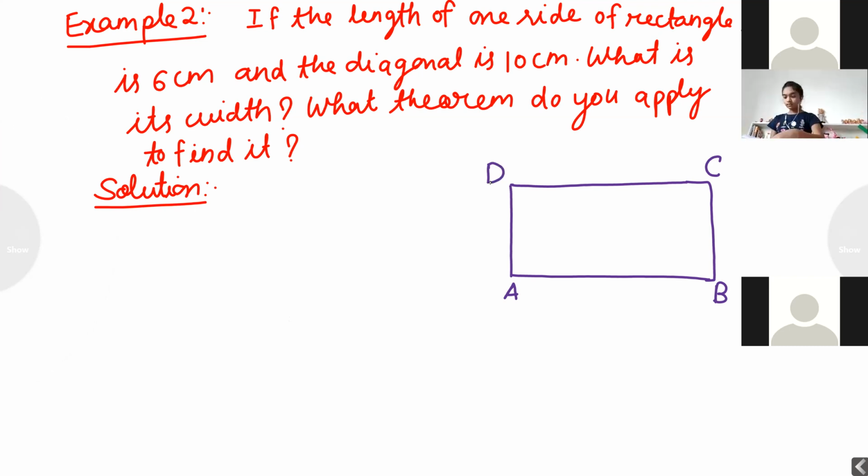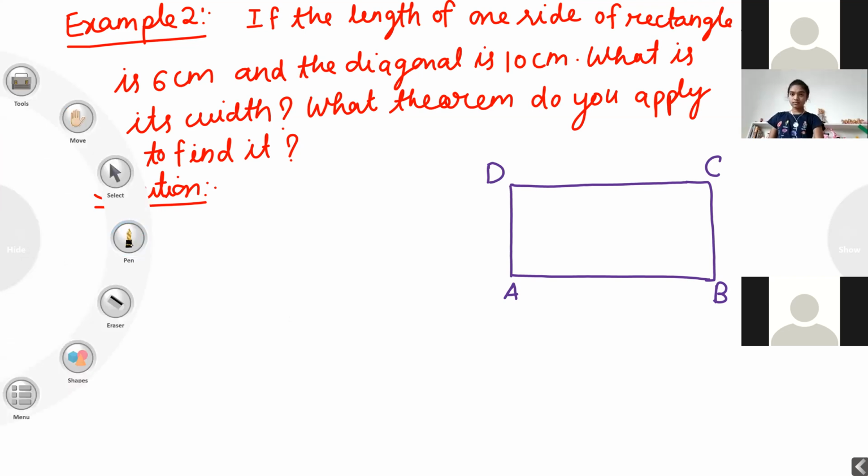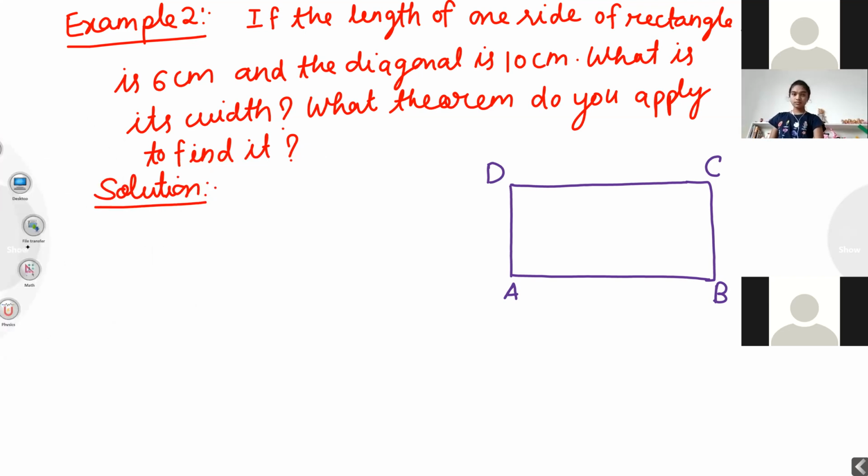Concentrate here. In this question, the first line he has given: if the length of one side of the rectangle is 6 centimeter, means length he has given 6 centimeter, right? Next, the diagonal is 10 centimeter. This diagonal he has given 10 centimeter. And the question is asking, what is its width? Width means breadth. This is asking.